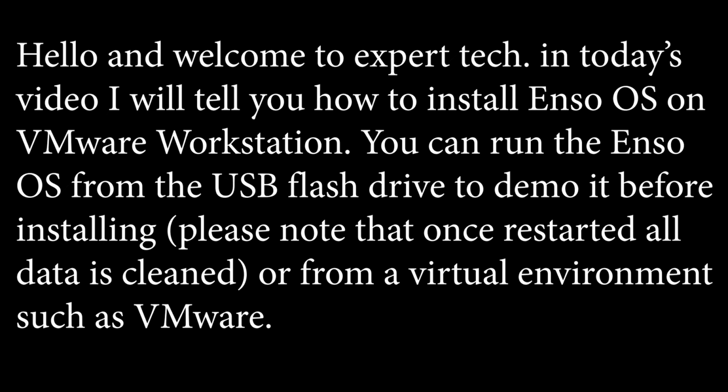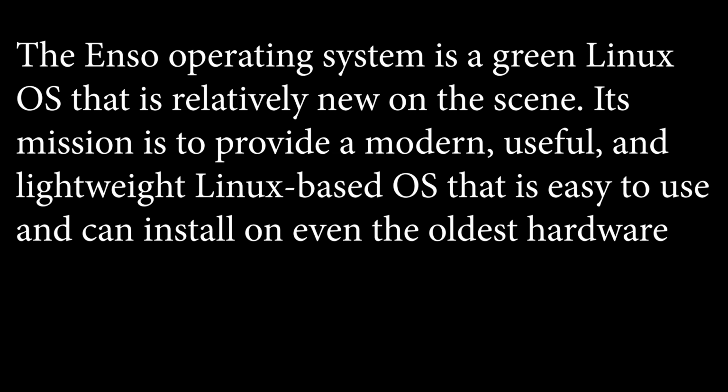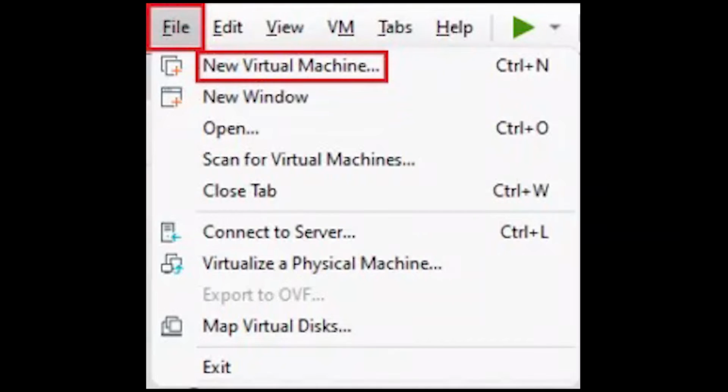In today's video I will tell you how to install Enso OS on VMware Workstation. You can run the Enso OS from the USB flash drive to demo it before installing, please note that once restarted all data is cleaned, or from a virtual environment such as VMware. The Enso operating system is a green Linux OS that is relatively new on the scene. Its mission is to provide a modern, useful, and lightweight Linux-based OS that is easy to use and can install on even the oldest hardware.